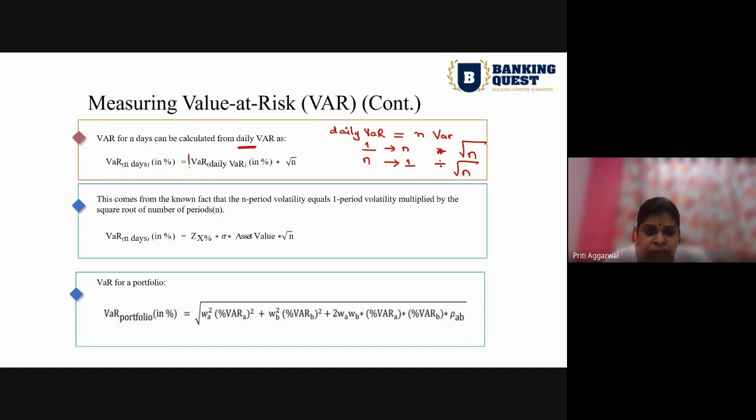So this is my daily VAR at a certain percentage level, at a level of confidence. I am going to multiply it with the square root of the number of days. But if it is the other way around, then I have to divide it.